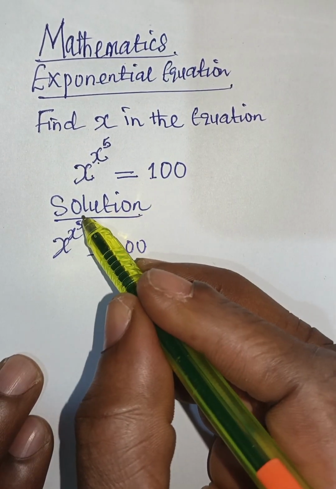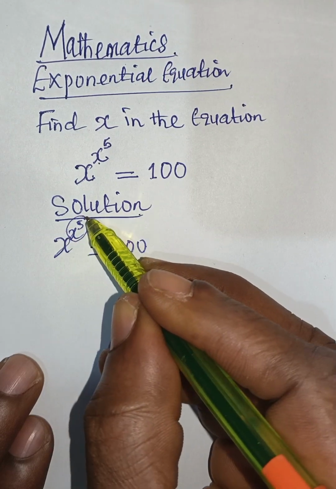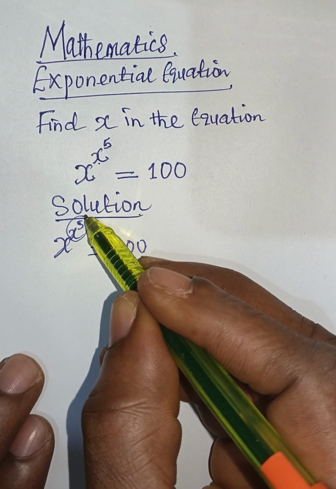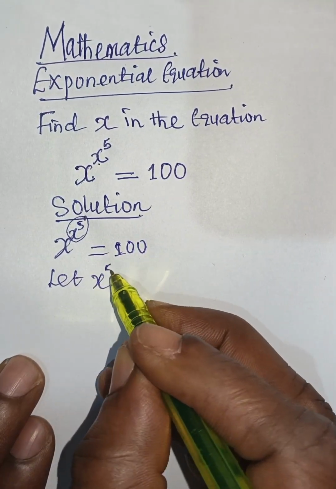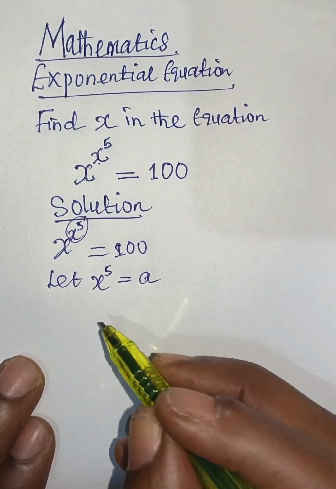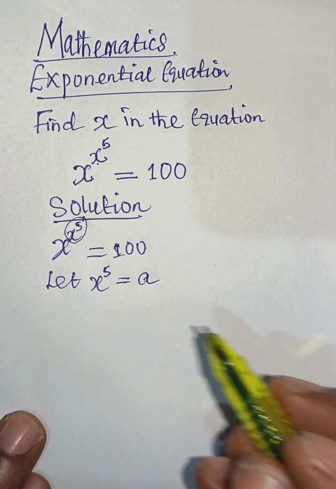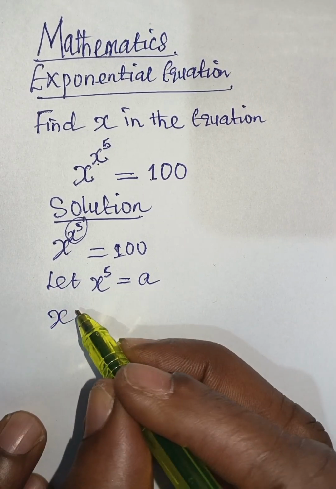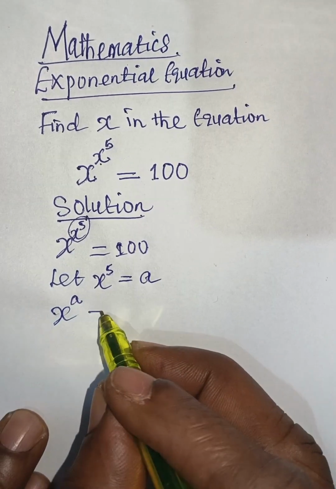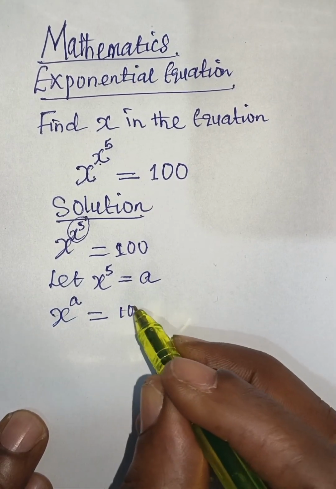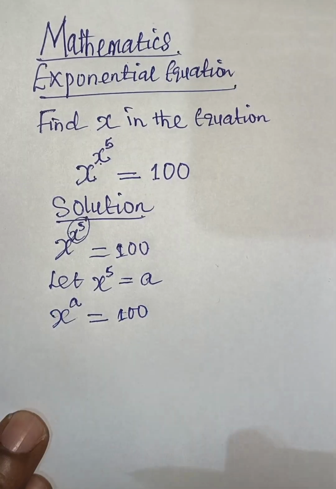Now, let me call this x to the power of 5 any alphabet. Let me say a. Let x to the power of 5 equals a. So that I will have x to the power of a is equal to 100.